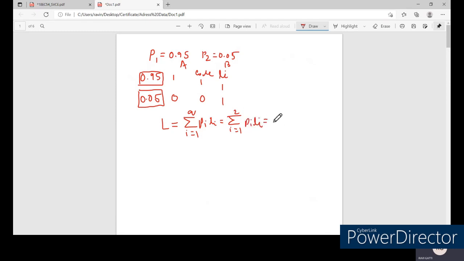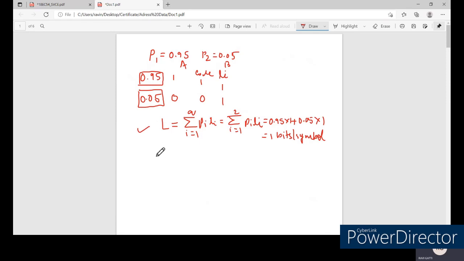So what is this? That is nothing but 0.95 into 1 plus 0.05 into 1. If you do that, you'll be getting 1 bit per symbol. Okay, so this is the average code length we calculated.